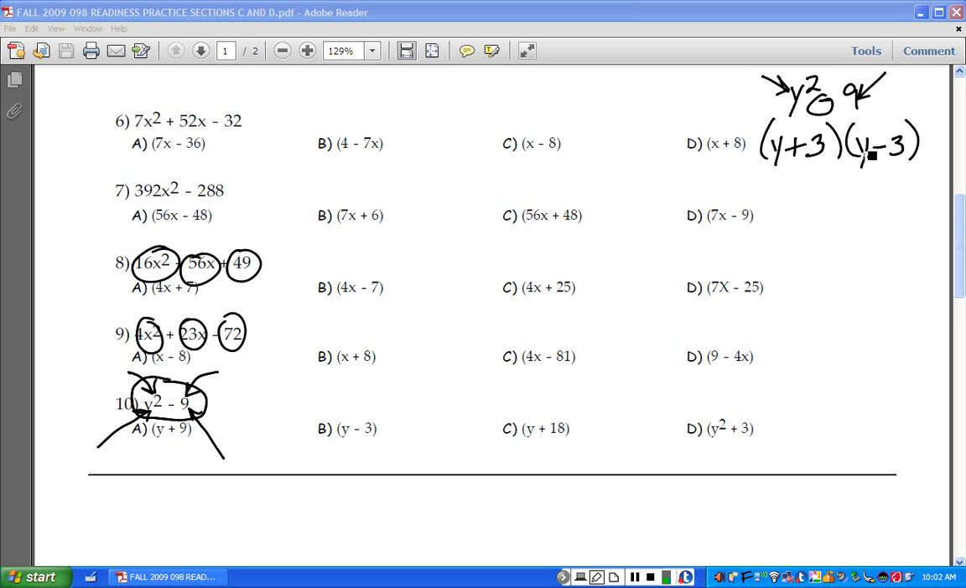So let's check. First times first gives us first, which is y squared. Last times last, 3 times a negative 3 gives a negative 9, which is the last. Outside we get negative 3y. Inside we get positive 3y. And notice 3y minus 3y cancels. That's why we don't have a middle term. Notice there is no term that's just a y. It's a y squared term, then a term without a y, as opposed to a term with a y squared, then a y, then a constant.